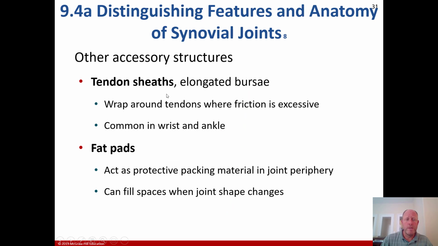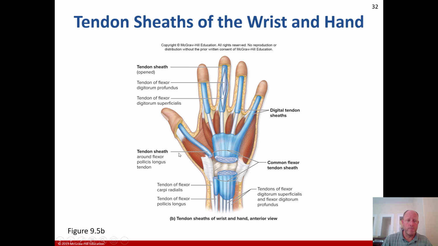Other accessory structures: tendon sheaths are elongated bursae. They wrap around the tendons where the friction is excessive. They're common in the wrist and the ankle, where you find those tendon sheaths. Fat pads, with their protective packing material in the joint periphery, can fill spaces when joint shape changes.